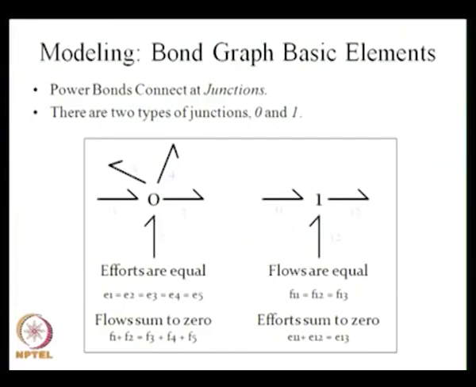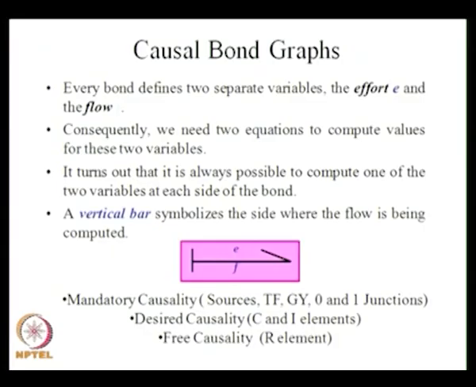We will see a few examples of how we do that, but before going to that we have one important function to be defined, which is known as the causality in the system. So causality basically explains what actually causes the system to perform. So whether there is an input, effort or a flow, into that system which actually causes the system to behave. That is known as the causality.